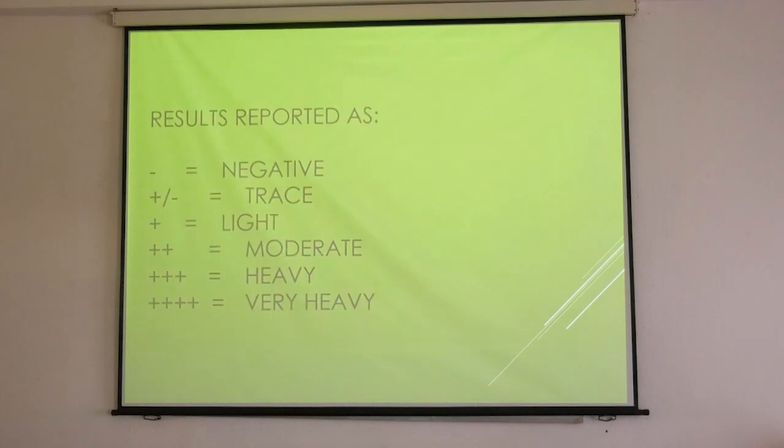Sometimes we just give reports like this about protein or glucose. When it is negative, there is no protein. When there is a very little amount of protein, it can be positive or negative. When there is a very little amount of protein, but we are sure that this is protein, then it is 1 plus. And when there is a huge amount of protein, it is very heavy, so we use several plus signs.